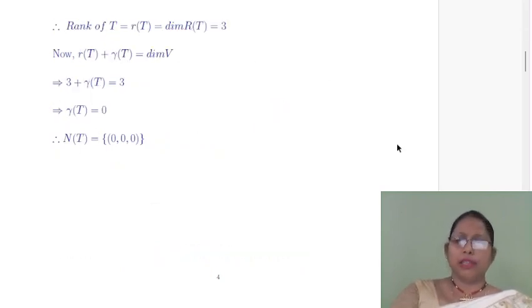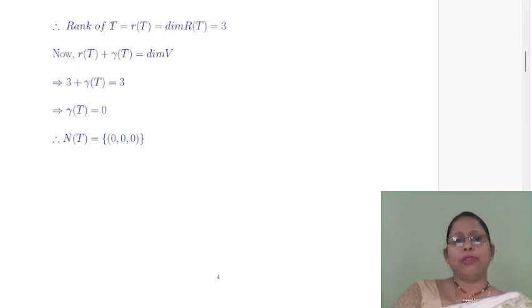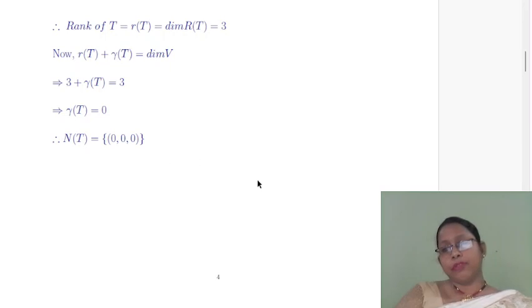Now rank of T is equal to the dimension of range space R(T), that is the number of elements in B, which is the dimension of the range space. Rank of T is 3. Now from the theorem, rank of T plus nullity of T is equal to dimension of the domain. So putting the values, dimension is 3 and rank of T is 3, I get nullity of T is equal to 0. That means my null space consists of only the zero element.